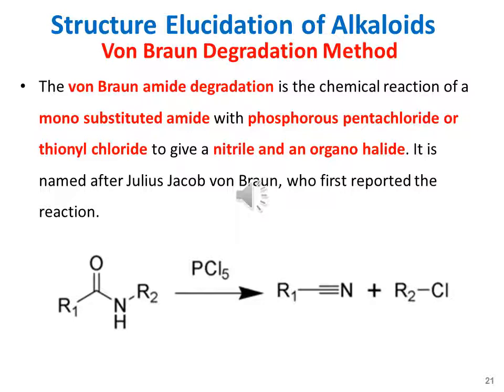Here in this example, you may see that an amide upon reacting with phosphorus pentachloride is decomposed into a monosubstituted amide along with an alkyl halide. So, if an alkaloid contains an amide group, the von Braun degradation method can be used and the liberated alkyl halide can be analyzed.